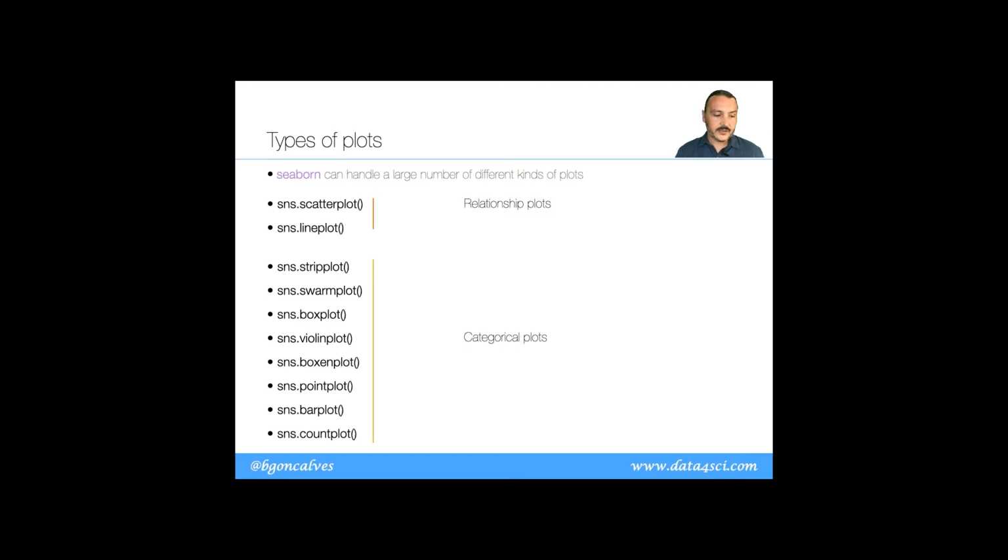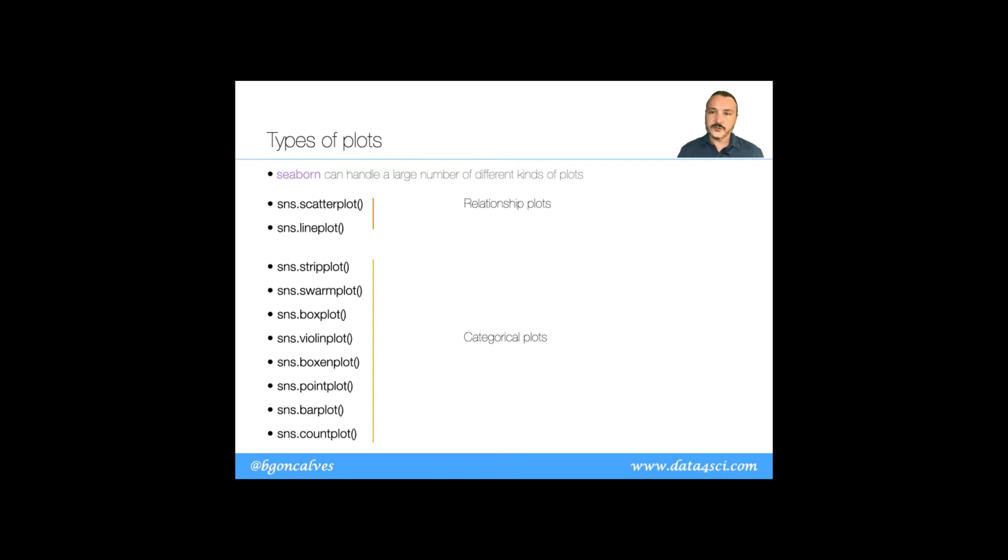Seaborn is able to support a large number of different kinds of plots, both categorical and relational. The relational plots that it supports out of the box are scatter plots and line plots. So these are just the most common ones, where it's just drawing points and lines for X and Y. This is perhaps the most common type of plot we're familiar with. For the categorical plots, we have 8 main types of plots. So we have strip plots, swarm plots, box plots, and so on.